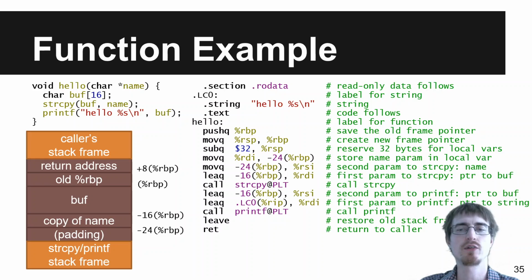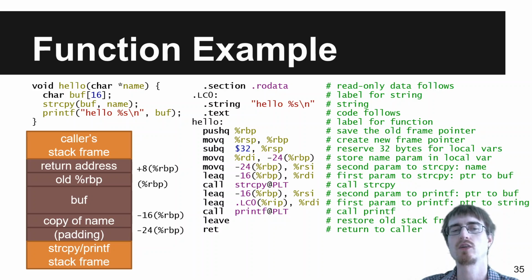First, we save the old frame pointer as I discussed, push RBP, create the new frame pointer by moving RSP to RBP, and then we subtract 32 from the stack pointer. So we're reserving 32 bytes for local variables. Now why, you ask, would we do such a thing? We only have 16 bytes worth of buffer.